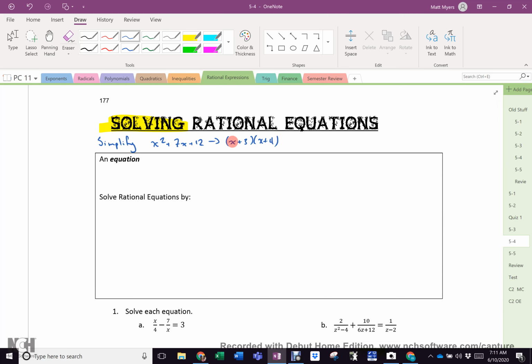Now, to solve, if this was x squared plus 7x plus 12 equals 0, then we would simplify first to x plus 3, x plus 4 equals 0, and then we know x has to equal negative 3 or negative 4. That is the solving part, and we haven't done that.